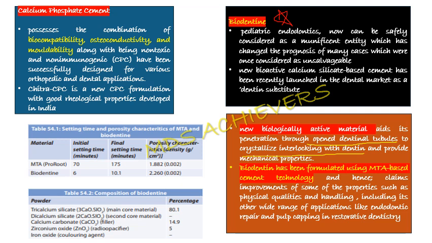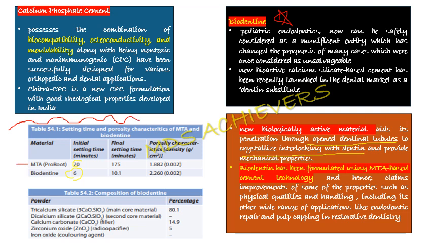Setting time and porosity are characteristics of MTA and Biodentine. See, MTA has an initial setting time of 70 minutes, whereas Biodentine has 6 minutes. That is what the researchers over a period of time have done, and it is now being employed to save time and at the same time save the cost for the patient and the clinicians. So that is what the researchers are developing.